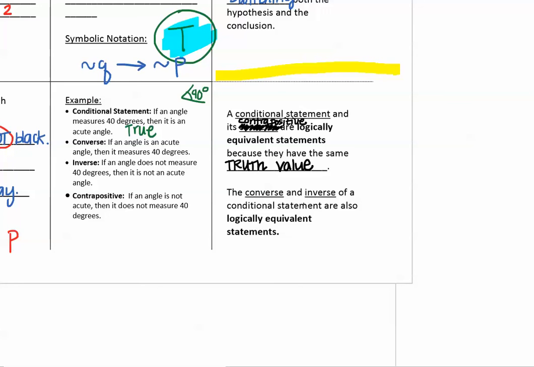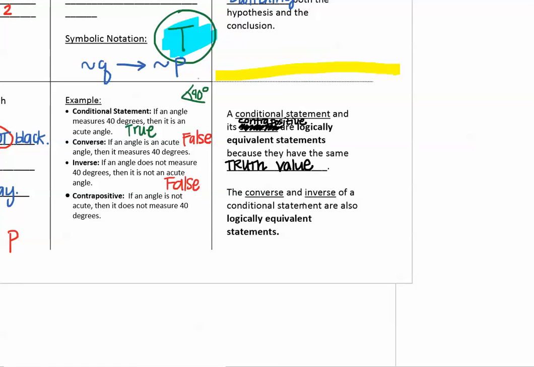Okay, let's look at the next one. If an angle is an acute angle, then it measures 40 degrees. That's the converse. So we switch the hypothesis and the conclusion. Is that true? That's false. Just because it's acute doesn't mean it has to be 40 degrees. It might be 41 degrees. That's still between 0 and 90. Okay, let's look at the inverse. If an angle does not measure 40 degrees, then it is not an acute angle. That's kind of going the same way as the converse. No, that's not true. It could be anything between 0 and 90.